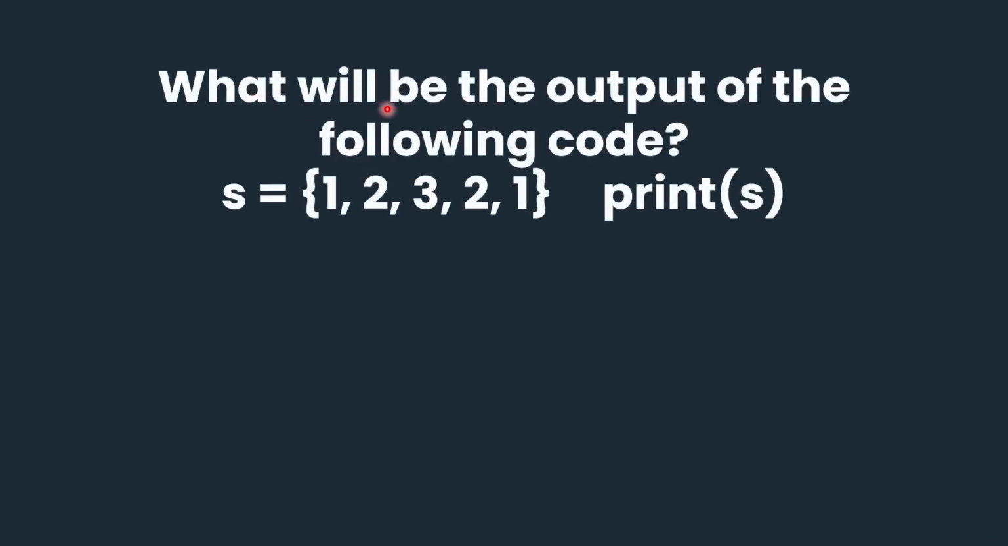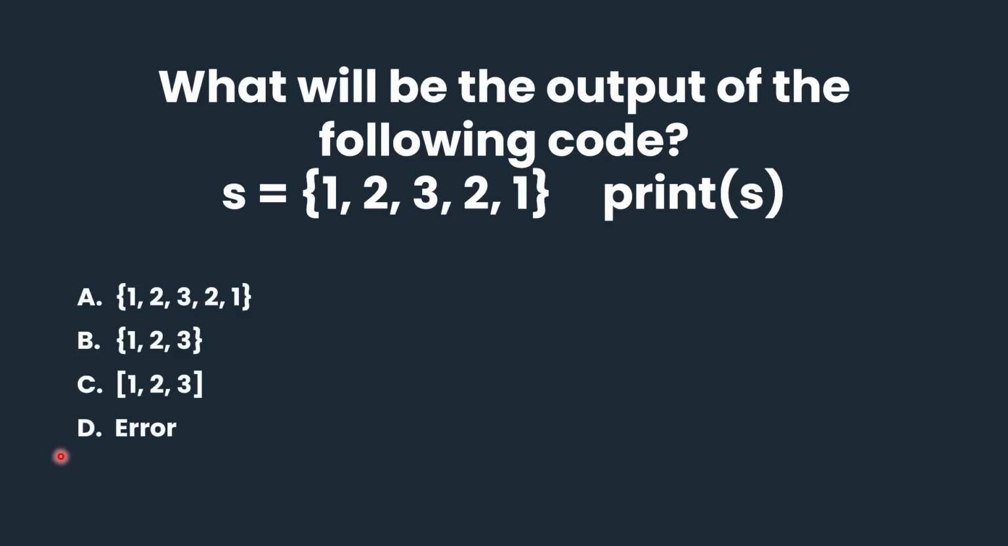And your question is this: what will be the output of the following code? S is equal to this, and when you print S, what will be the output? Your options are A, B, C and D. Think over it and then try to write the answer in the comments. This is your first question, and for each question you get 1 point. So now let's see how many points you can collect, and at the end of the video write in the comments how many points you have collected.